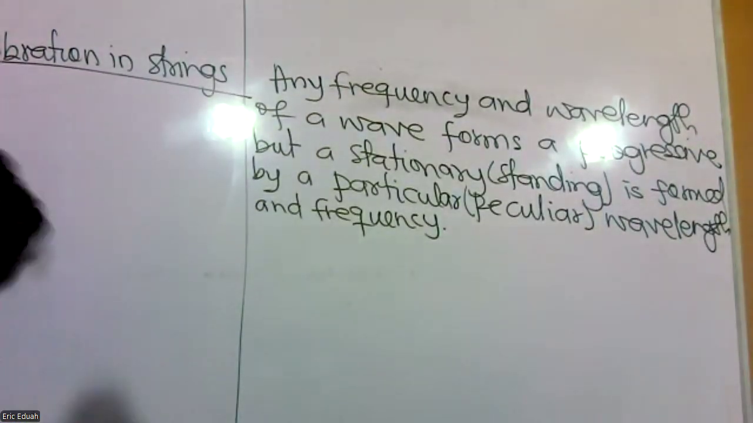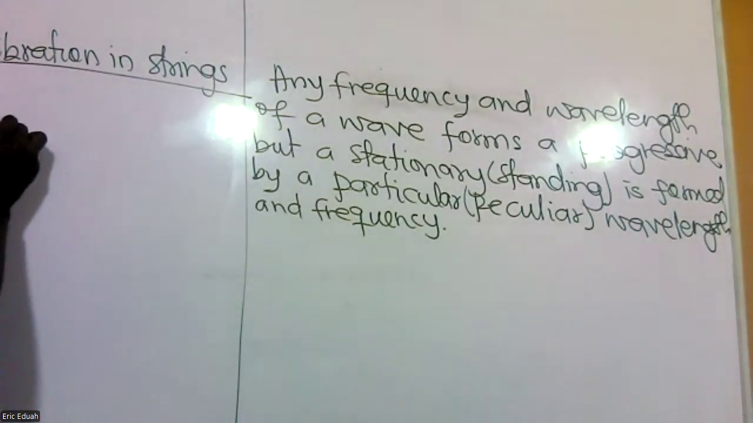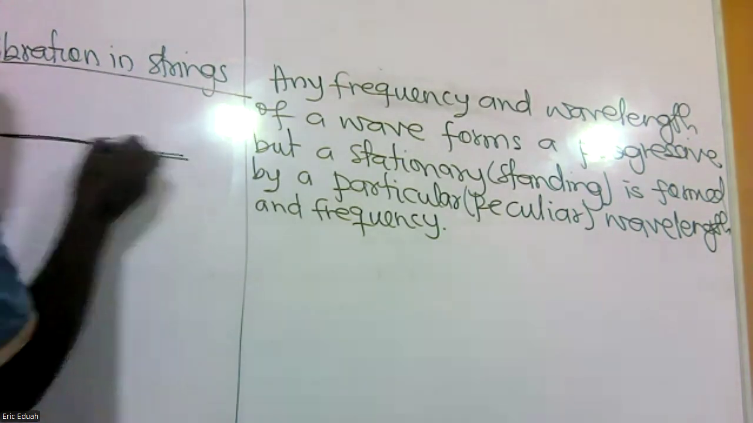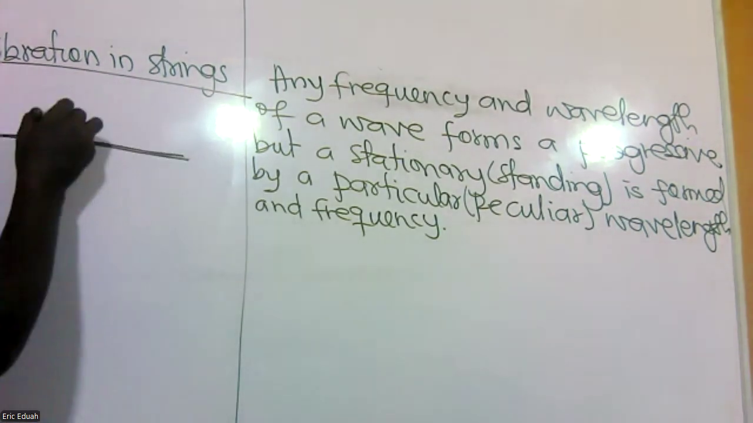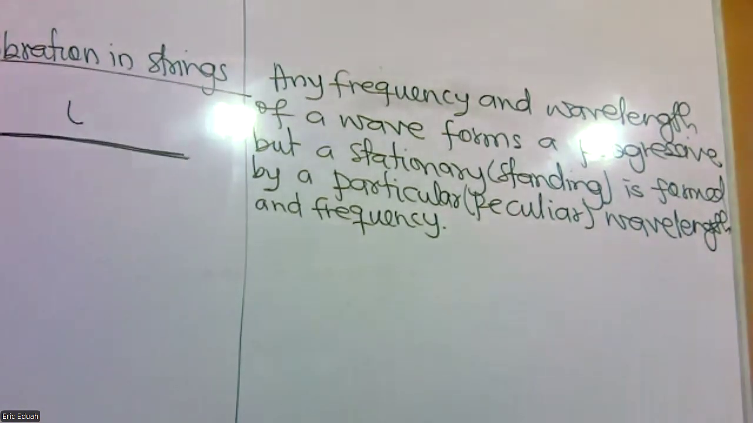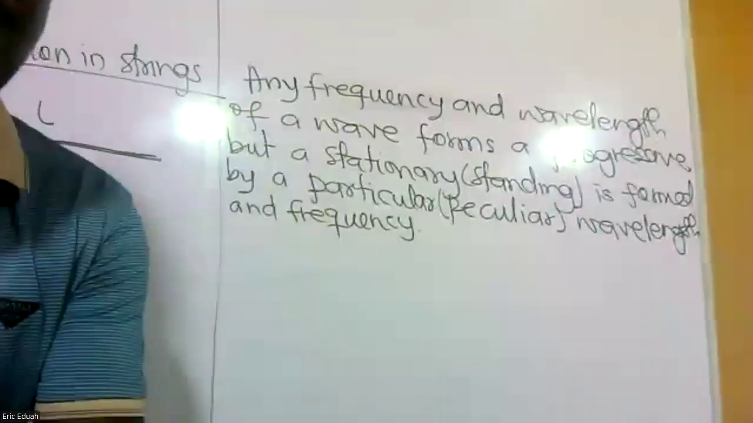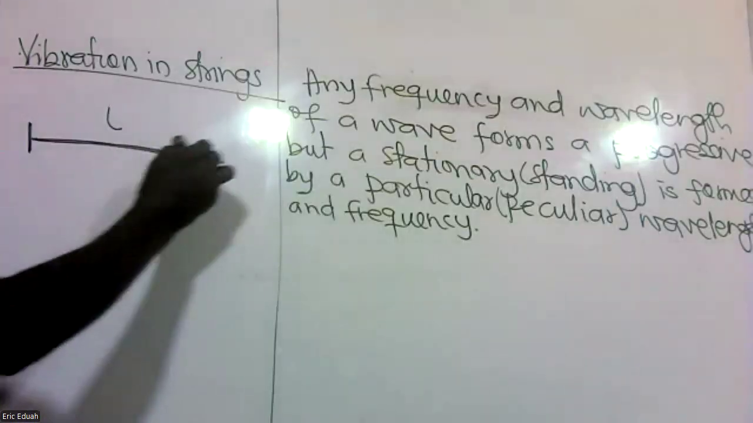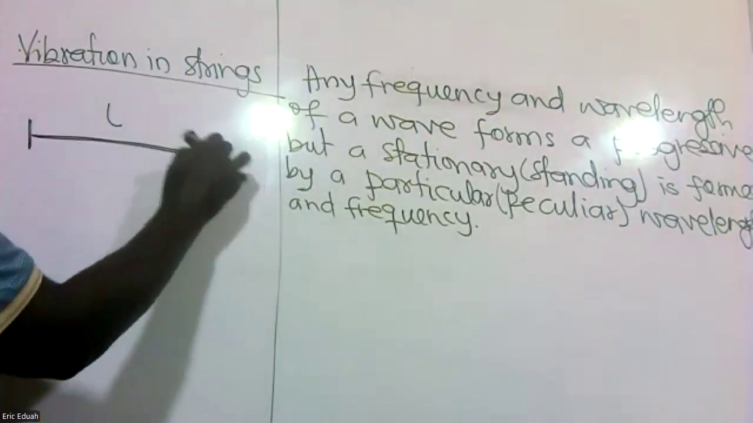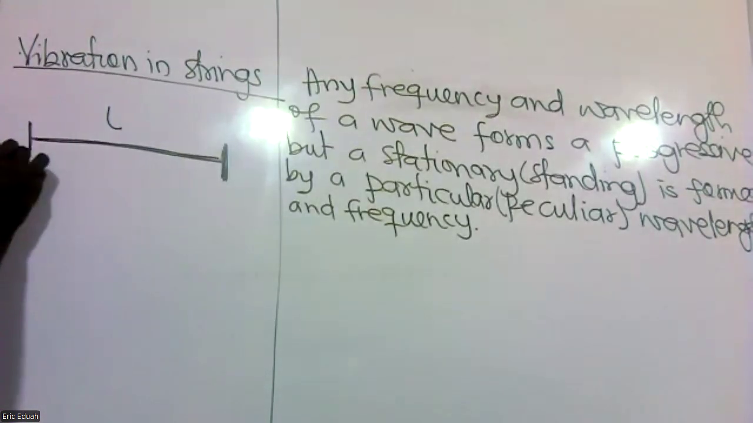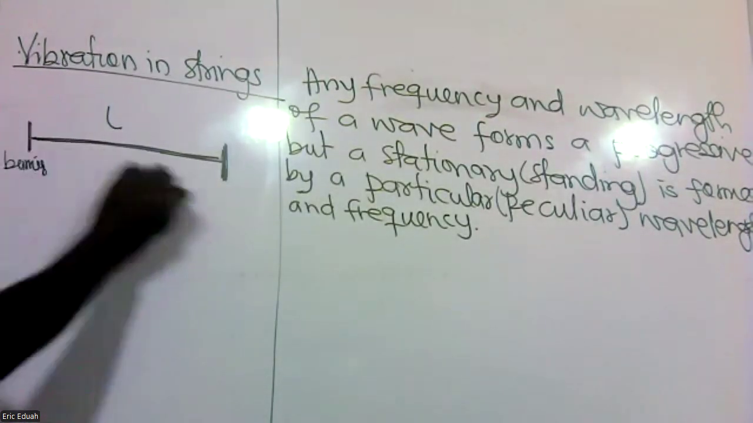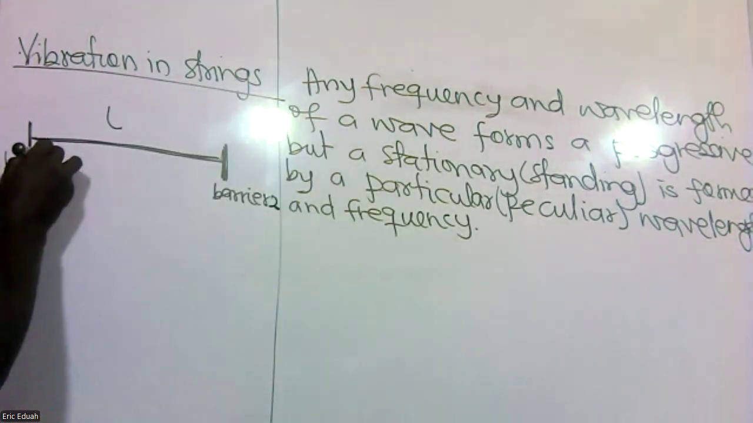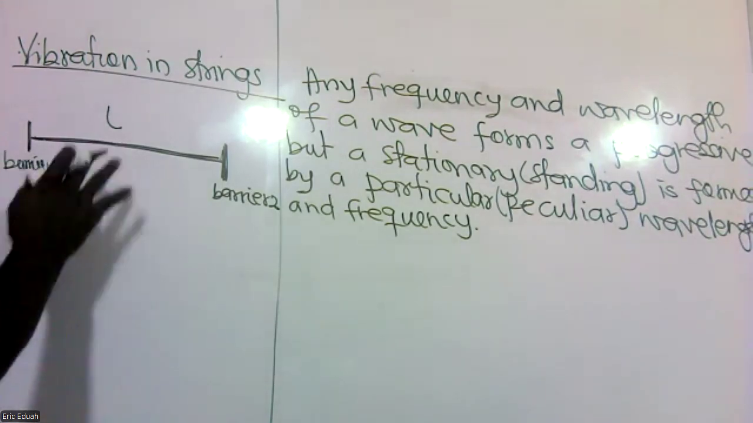So, vibration in strings. We have a string. This is a string of length L. Because we are forming a stationary wave, there should be a boundary or barrier at both ends. So this is barrier 1, barrier 2.